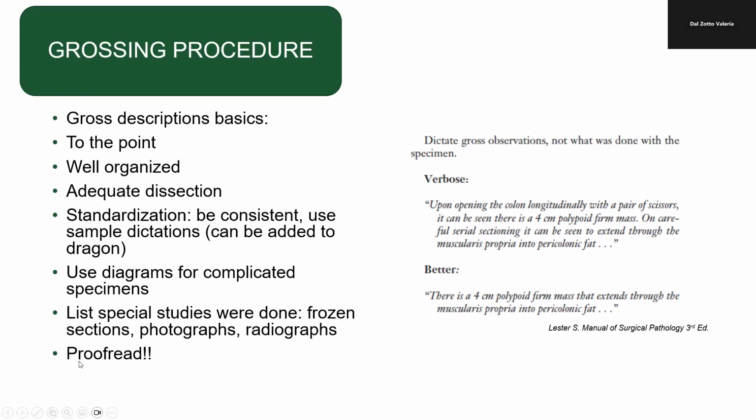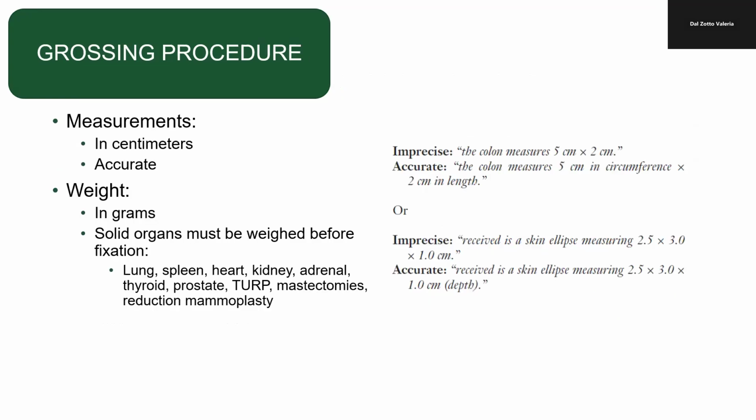Always, when you finish dictating, please proofread. This is very important because your description has to make sense. It's not that we need a verbose gross description. We need a gross description to the point, concise, but accurate. The measurements that we do are in centimeters, and they must be accurate.